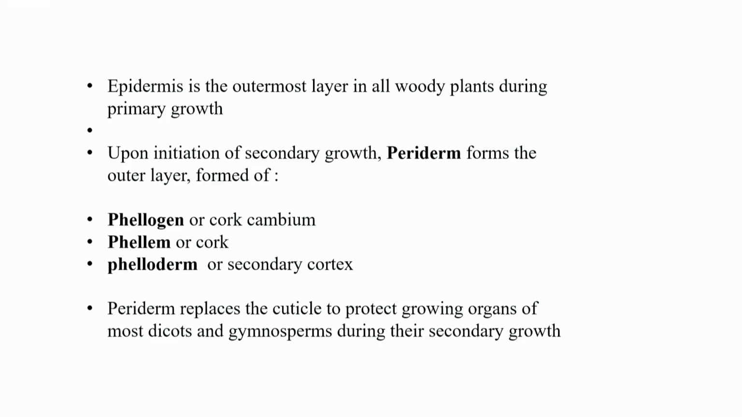Welcome students to our next lecture in our discussion of secondary growth. In this we will talk about a different type of secondary growth, that is periderm, which is formed in stem as well as in root. Now the secondary growth which we have discussed was in the vascular region, formed by vascular cambium.